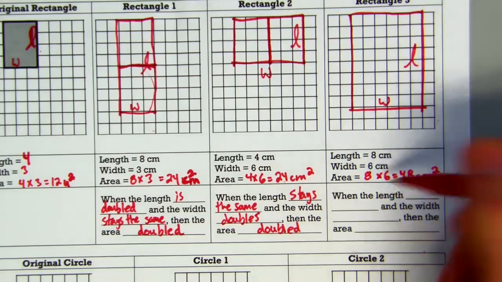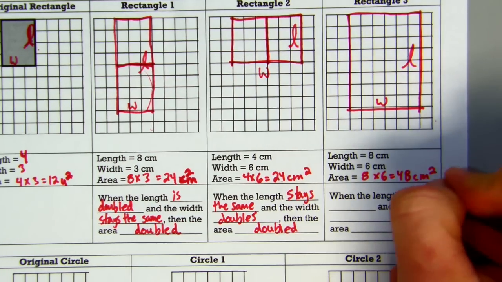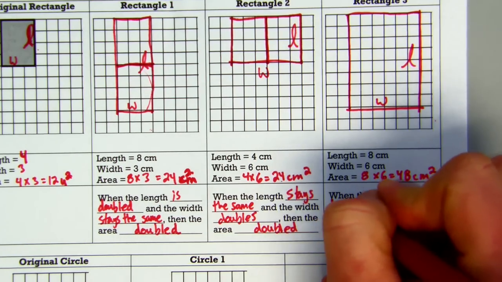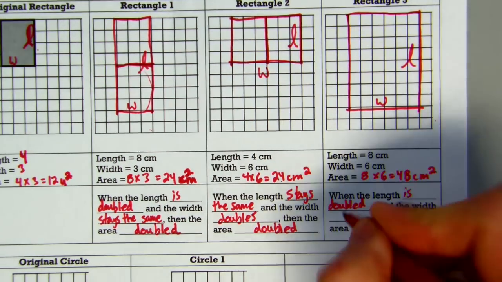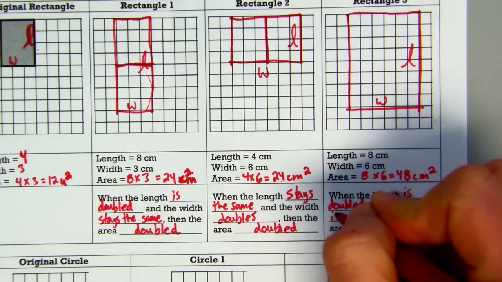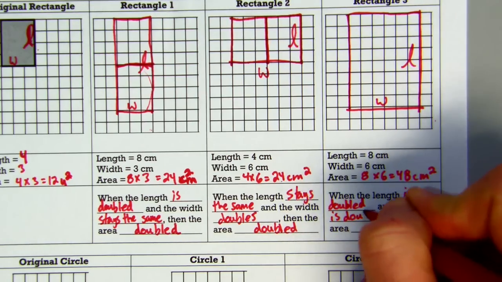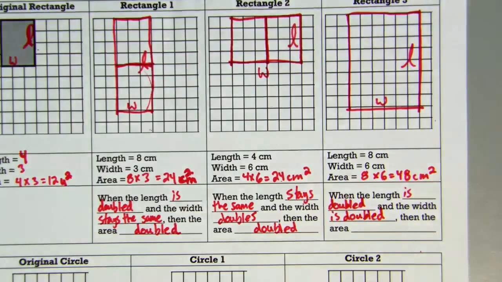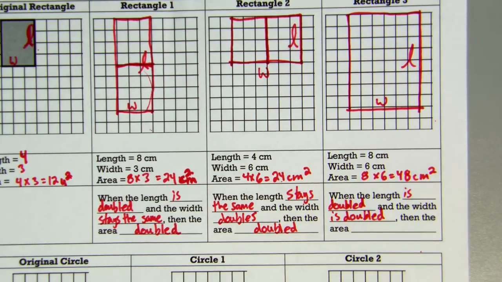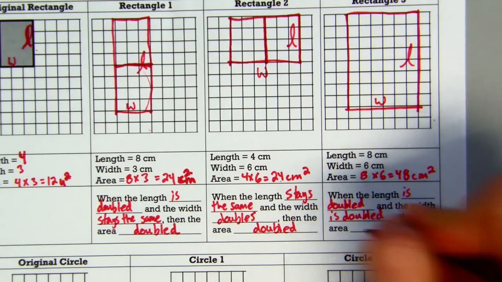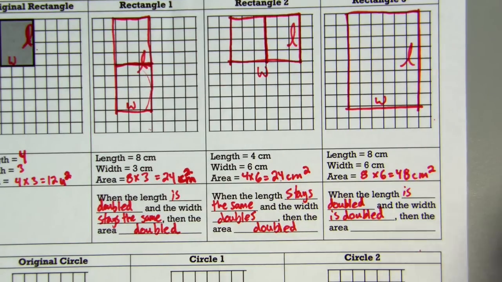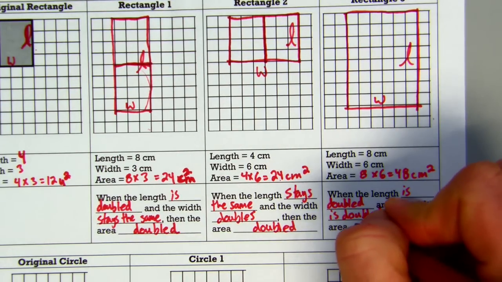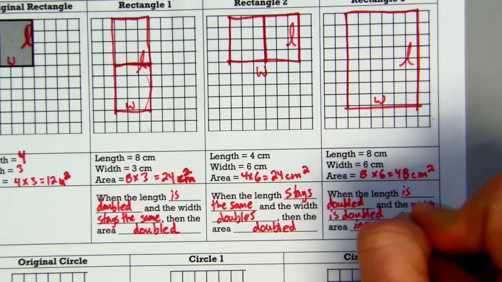Alright, now I have when the length is doubled and the width is doubled, then the area, let's see, goes from 12 to 48. Looks like the area increases by 4. So we can say quadrupled or multiplied by 4.